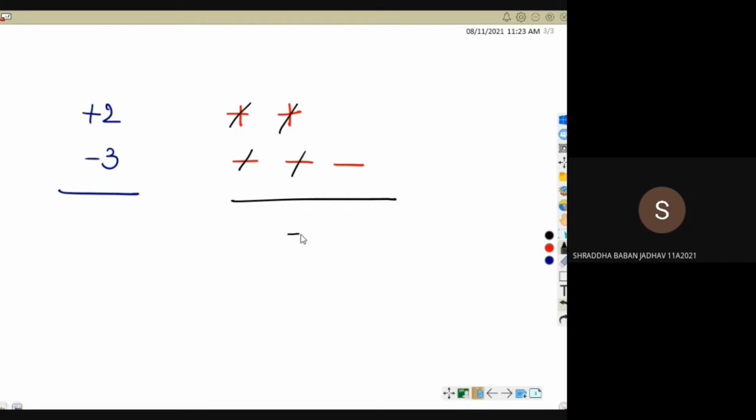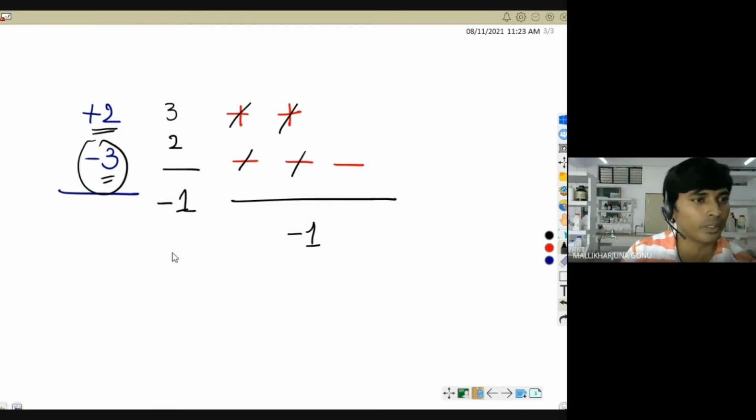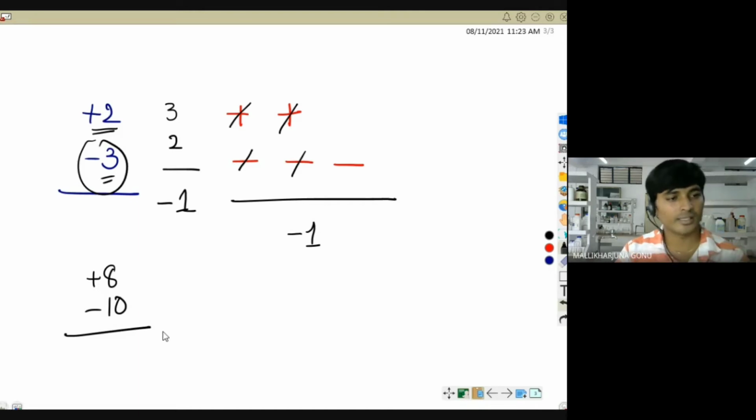Minus, sir. Minus 1. Okay, that means that whenever you are subtracting from a small number to the bigger number, simply you subtract from that one. No issue. 3 से 2 निकालो. So कितने मिलेगा? 1 मिलेगा. लेकिन bigger number कौन सा है? Minus है. So you put minus 1. Simple. Okay. Now you tell plus 8 minus 10. You calculate and you tell me what is the answer of this one.